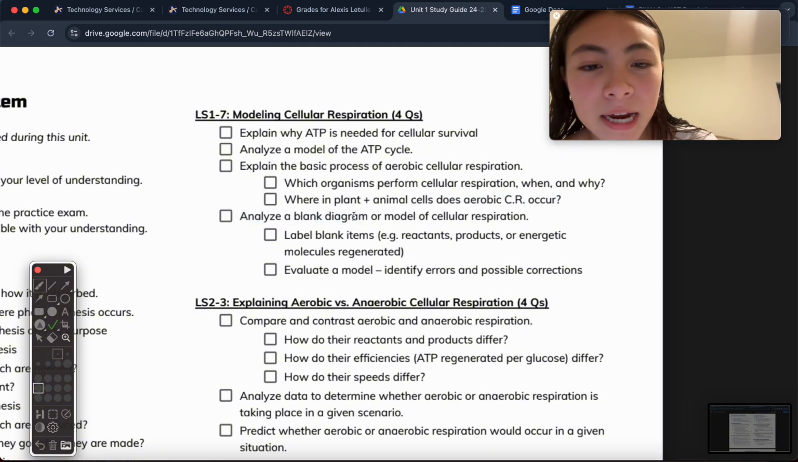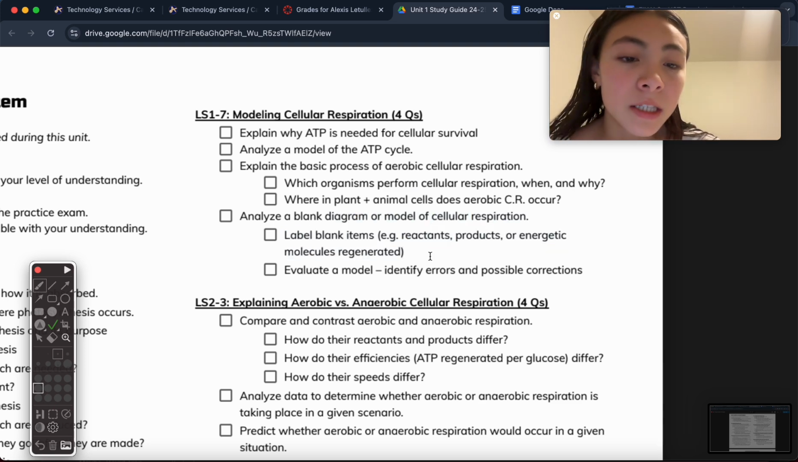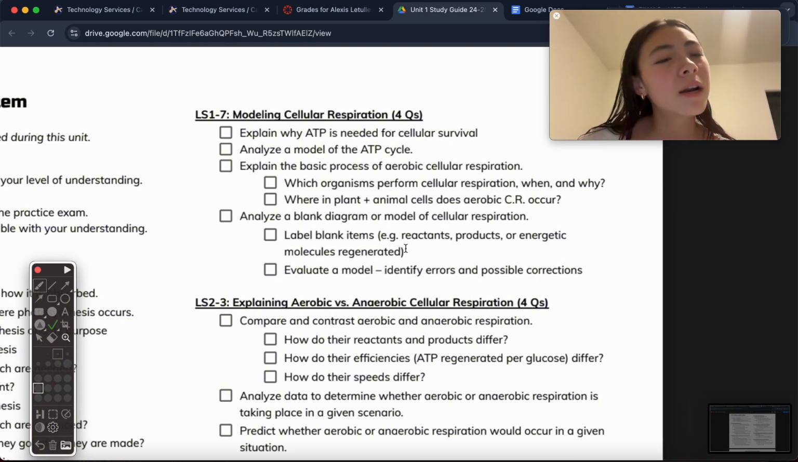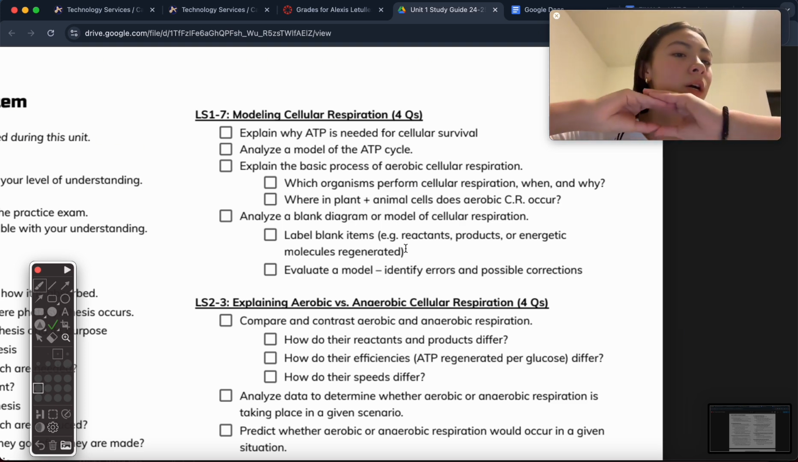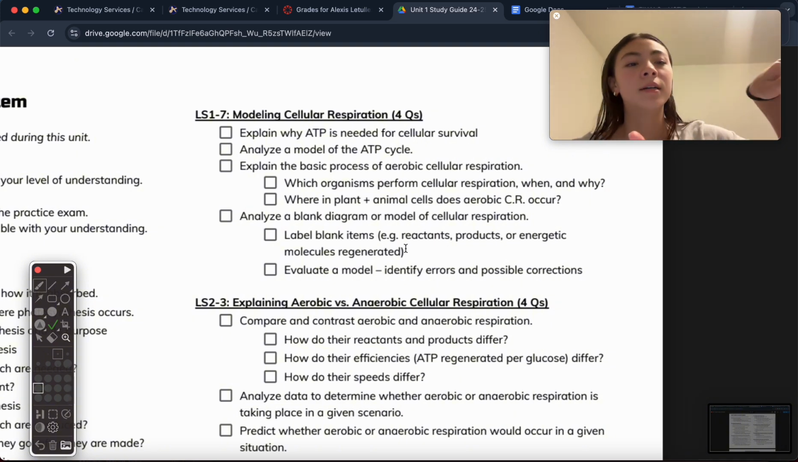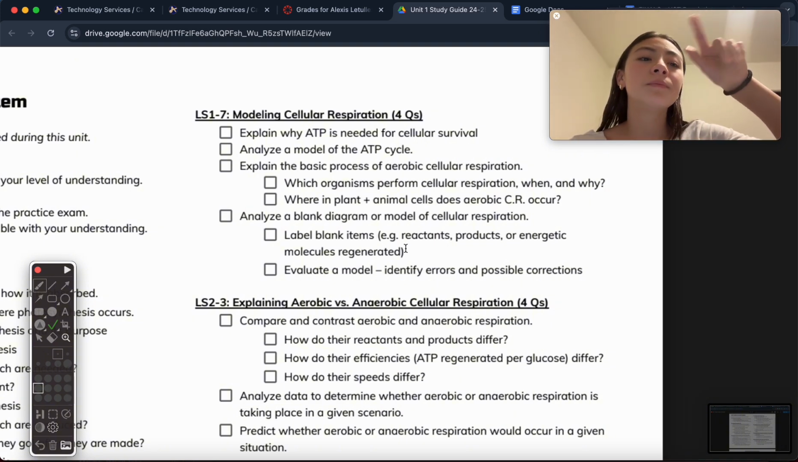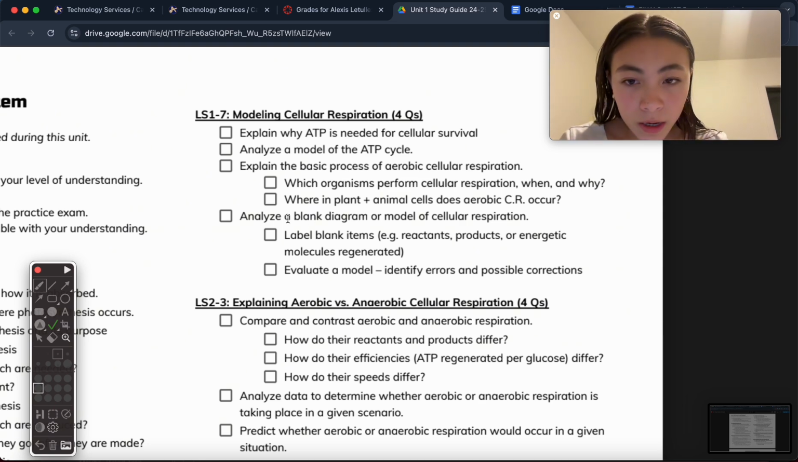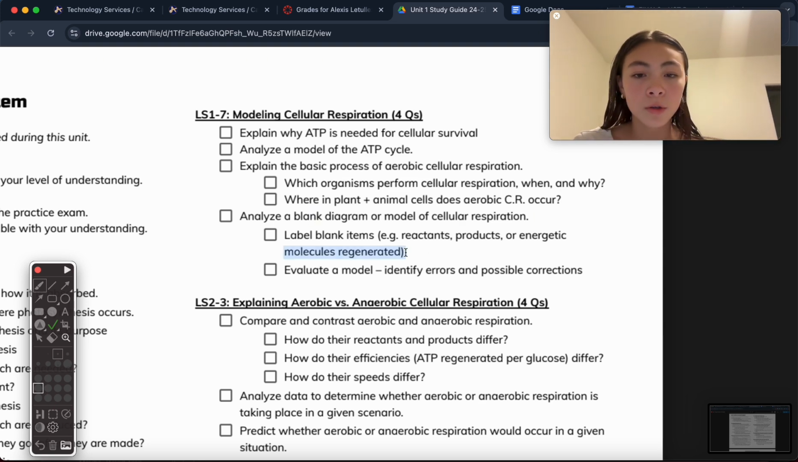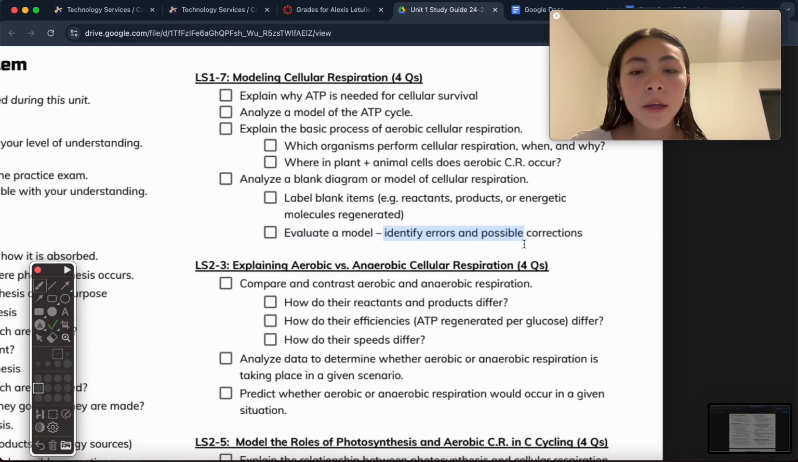Okay, analyze a blank diagram or model of cellular respiration. I feel like we kind of did that. Label blank items, reactants, products, or energetic molecules. Again, we kind of already did that. But just remember, it's a cycle from photosynthesis, at least this is for plants. Photosynthesis creates the glucose and oxygen, and those are the same things that go into aerobic cellular respiration, and that creates those things again, the carbon dioxide and the water. But it also recharges the ADP, which is what energetic molecules regenerated means. Okay. Evaluate a model. I think we already did that.